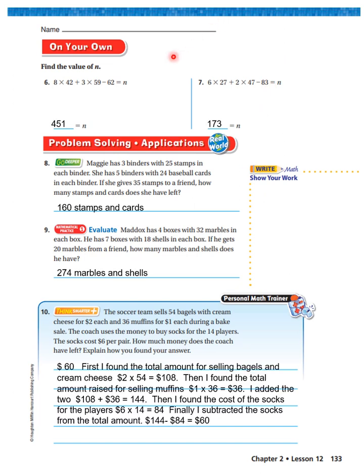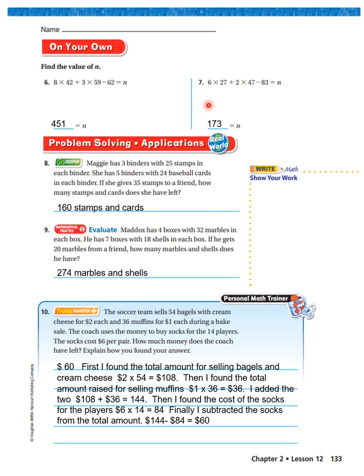All right, let's check. 8 times 42 plus 3 times 59 minus 62 equals n. N equals 451. If you did not get that right, go back and do it again. 6 times 27 plus 2 times 47 minus 83 equals n. N equals 173. Boys and girls, if you did not get these right and you're in my class, you need to contact me and I will give you some individual help.